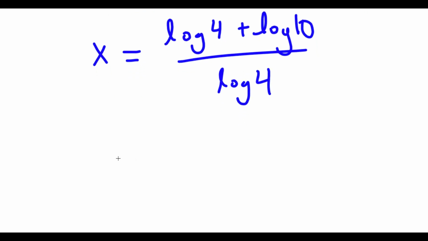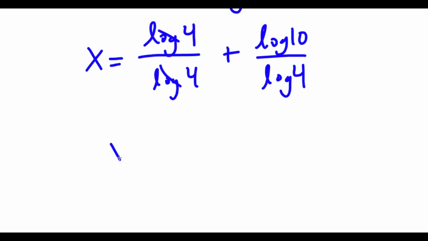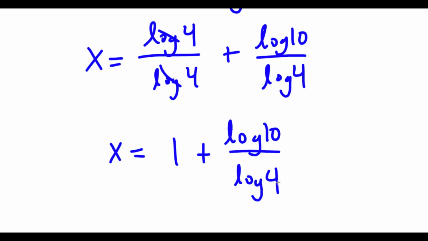Now log 4 plus log 10 over log 4, this is the same thing as log 4 over log 4 plus log 10 over log 4. And log 4 and log 4, these two cancel out. So now I have x is equal to 1 plus log 10 over log 4.